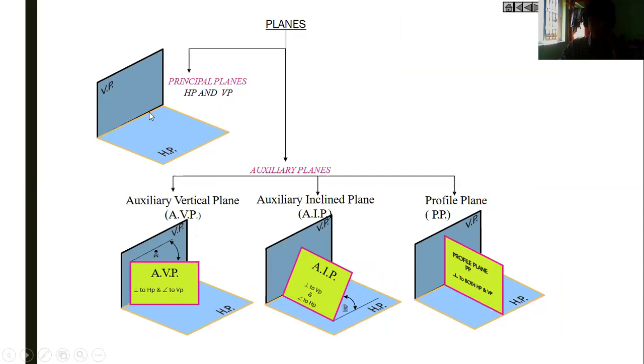Now, different kinds of planes. As we have discussed, this is the vertical plane, and this is the horizontal plane. These are the principal planes. If any auxiliary plane is placed between these principal planes, and if it is vertically placed, then it is the auxiliary vertical plane at an angle with the vertical axis, because for some objects you will be asked to make an angle with a vertical plane. So this is the auxiliary inclined plane. The auxiliary inclined plane will generally be in the horizontal plane. The profile plane will be perpendicular to the vertical plane as well as the horizontal plane.